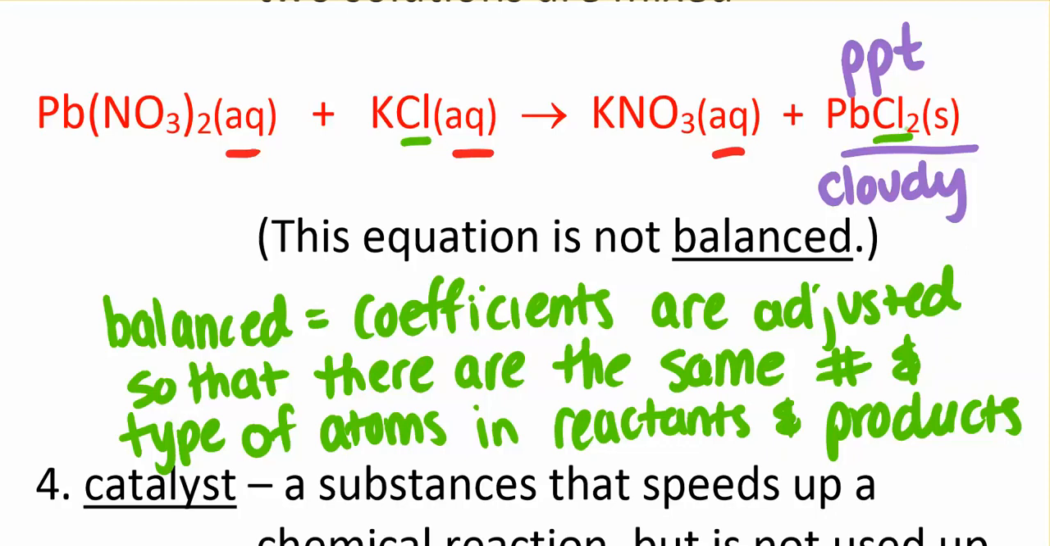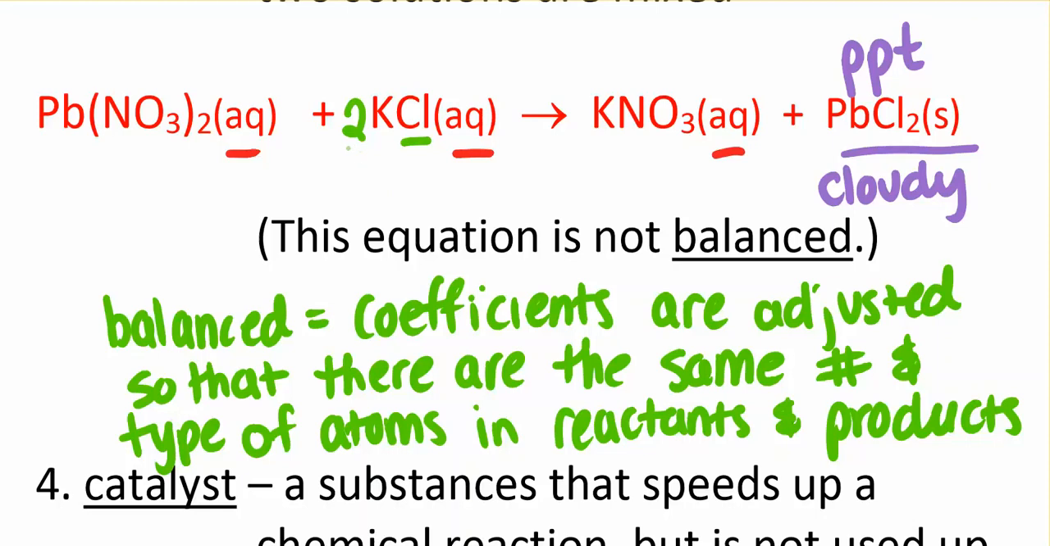When we balance, the only thing we can do is change the coefficients. We don't want to change these numbers down here. These are the subscripts, and they identify the substance. So never change the lower numbers to balance it. You always change coefficients, only the big numbers in front.